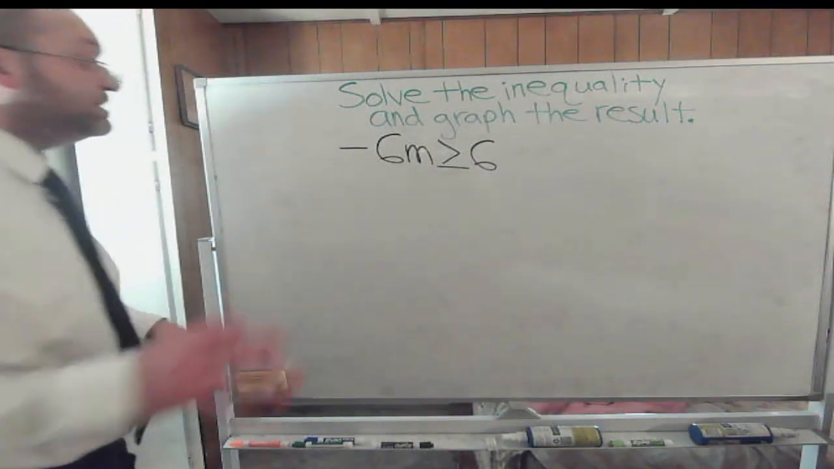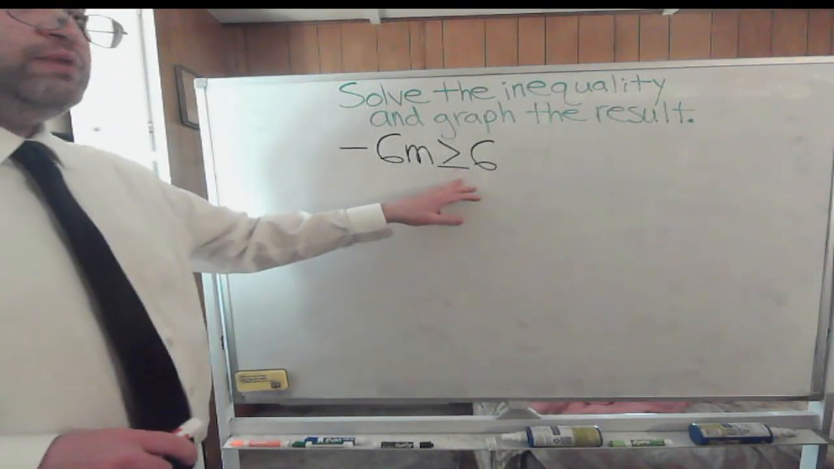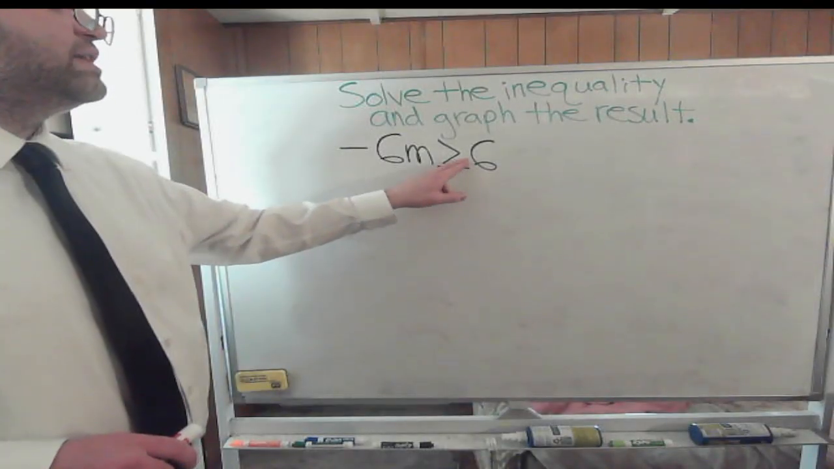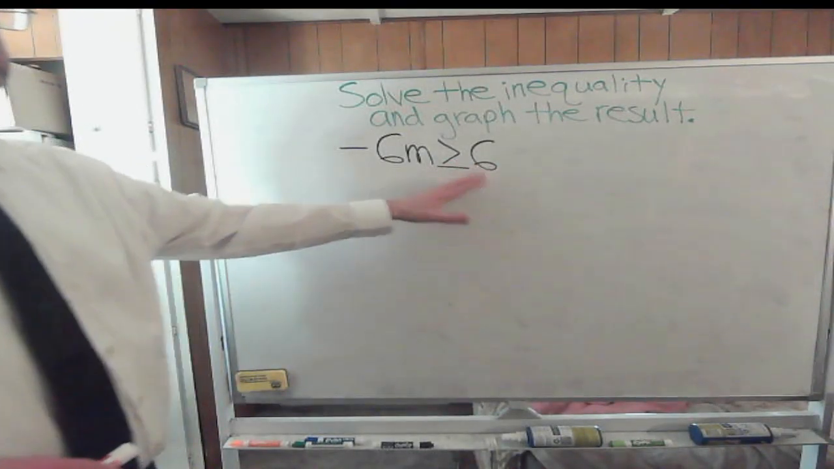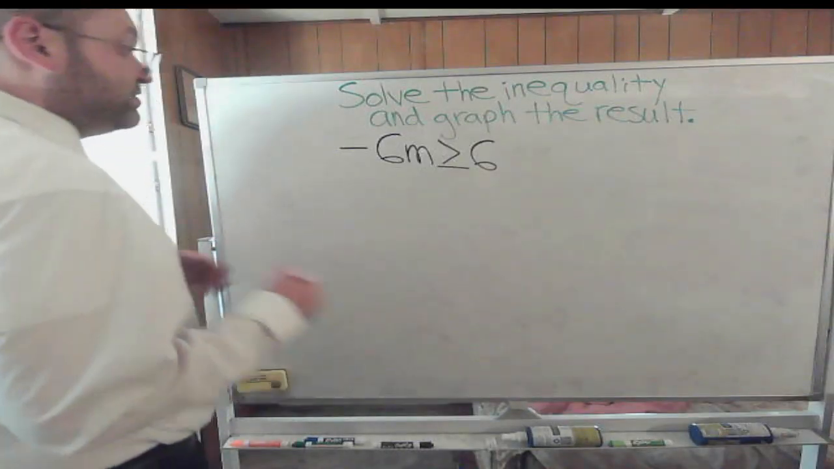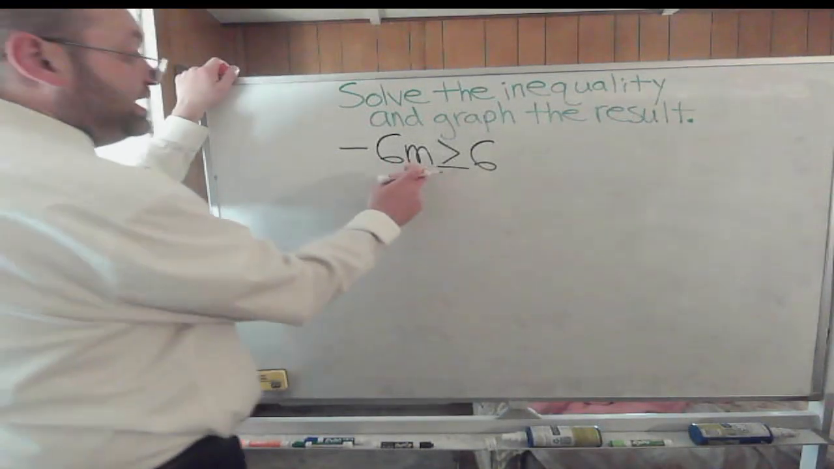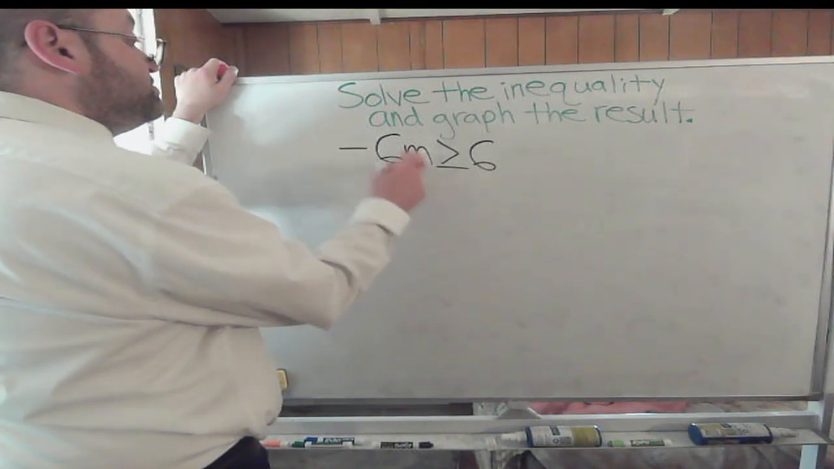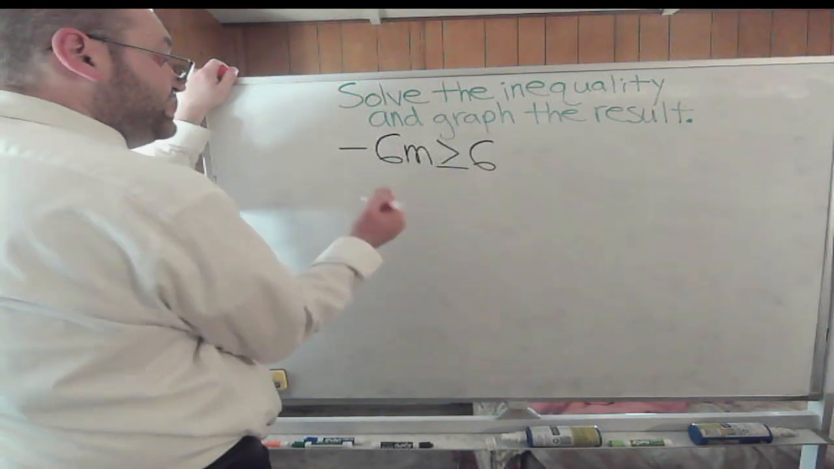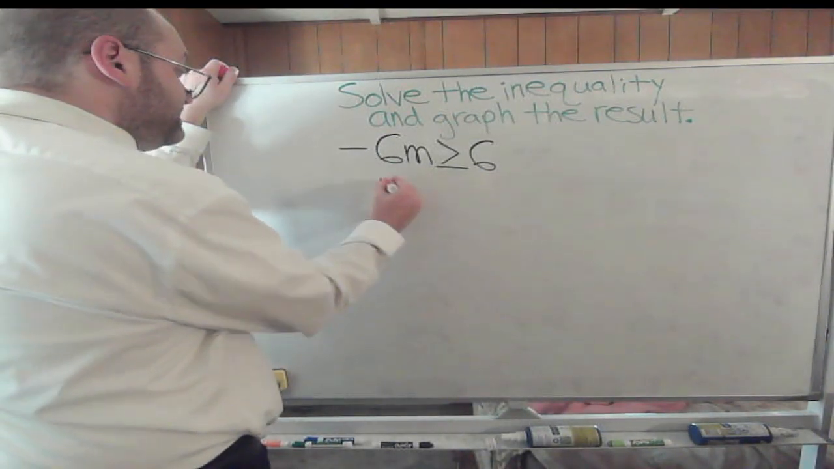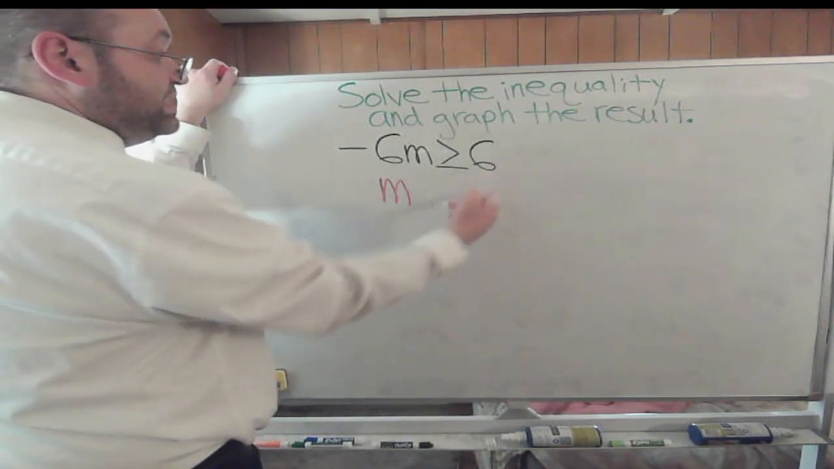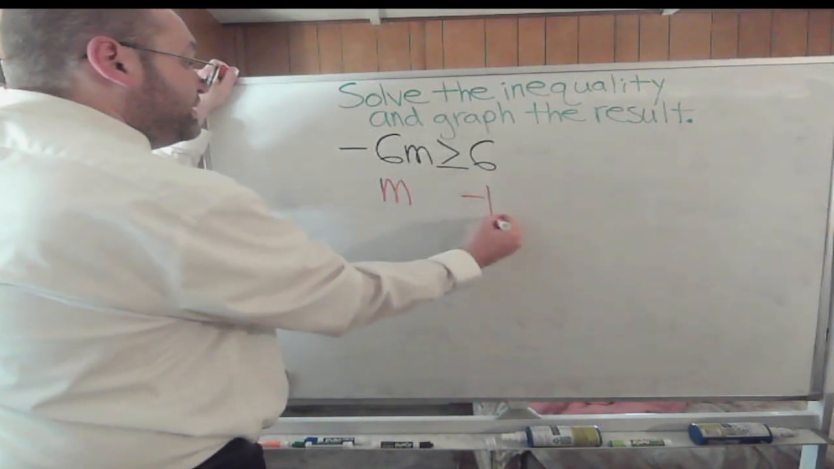Well, this is a little bit different since we have greater than or equal to. It's not simply just greater than anymore. The result's going to be greater than or equal to 6. So, you're still going to solve this like any other inequality. We want to get the m by itself, right? So we got to divide both sides by negative 6. Divide the m by negative 6, you do get m by itself. Divide positive 6 by negative 6, you get negative 1.